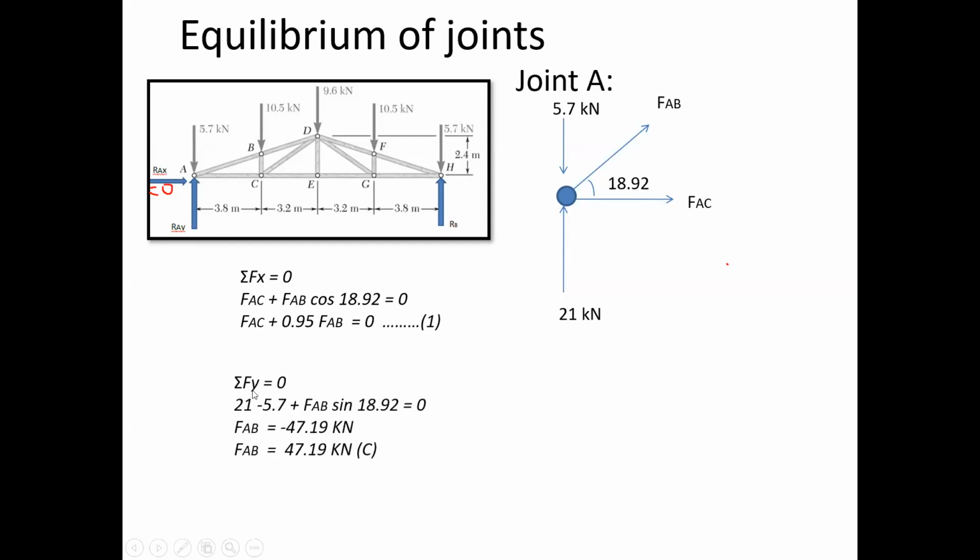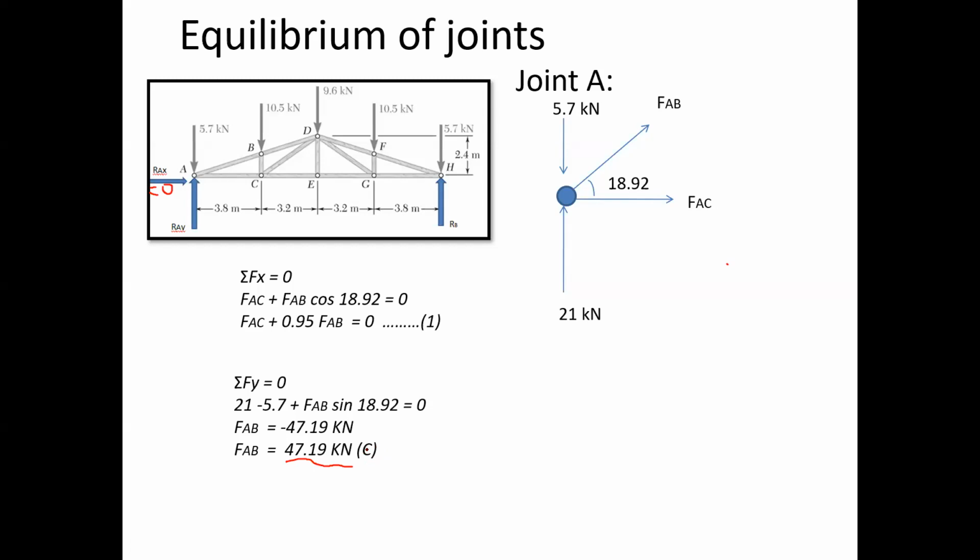When we take summation Fy equals 0 in this case, we have the equation 21 minus 5.7 plus FAB sine of 18.92 equals 0. When you calculate this FAB, you get the answer as minus 47.19 kilonewton. You may be getting 47.18, no issue. There may be some differences in decimals. The minus sign indicates, as we already discussed, that the assumption for FAB is wrong. Hence we need to correct the assumption: FAB is compressive in nature. So we get the value of FAB as 47.19 kilonewton and show it as compressive in the bracket.